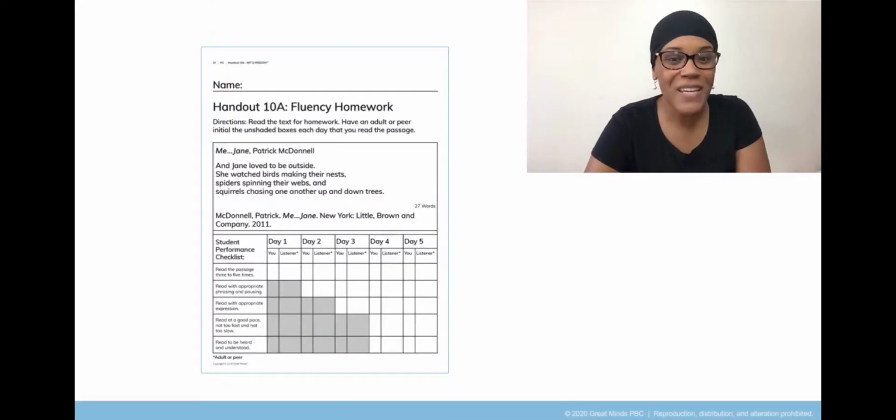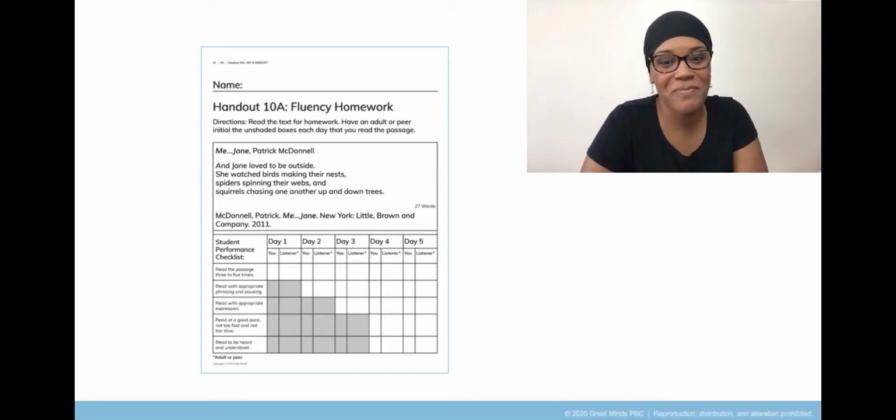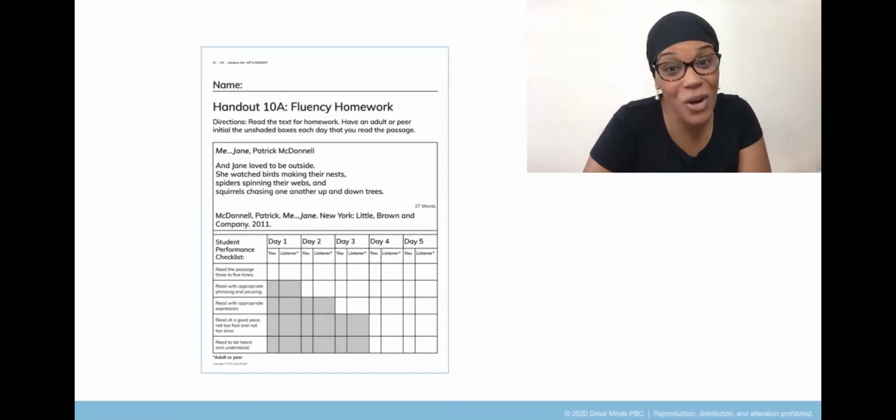What did Jane discover about animals in this section? Share with your learning partner. I wonder, did you say that Jane learned how birds make nests and spiders spin webs? What about how squirrels chase each other? I'm sure you did. Now I wonder, how did Jane discover this about animals? Share with your learning partner. I'm sure you said this too. Jane discovered this information by watching or observing.